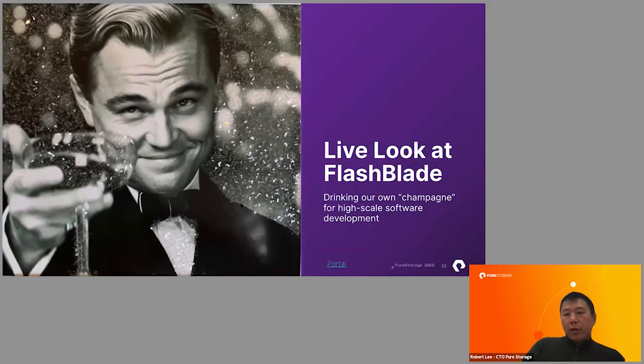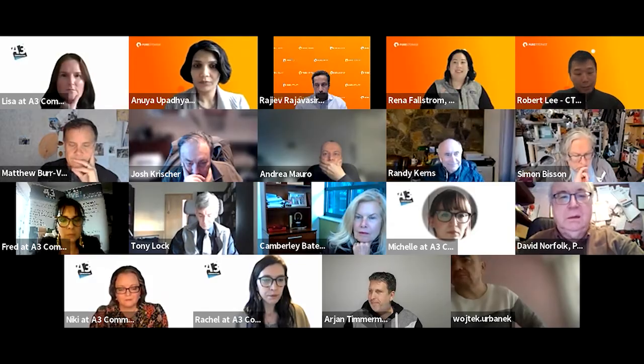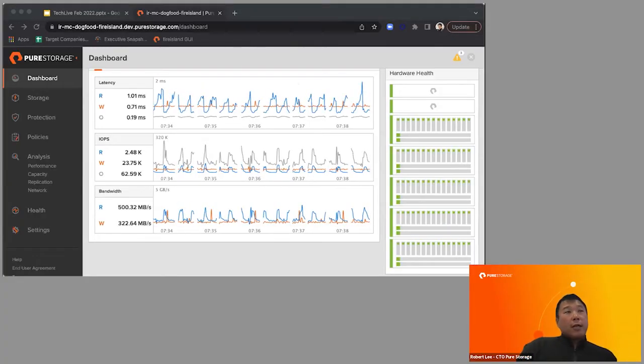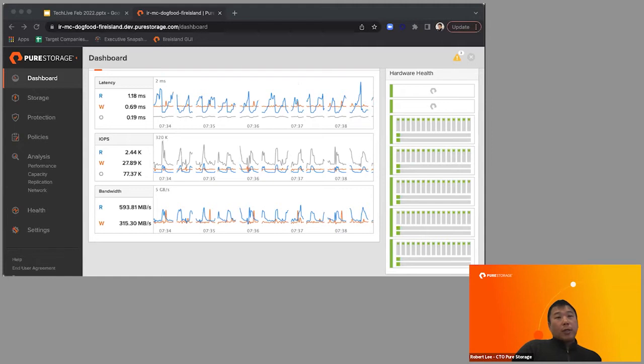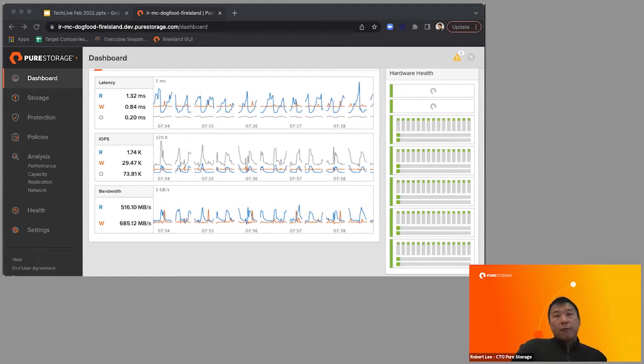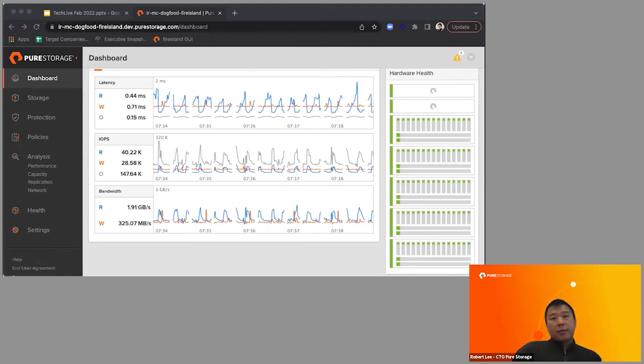Before we dive deeper, I thought it'd be interesting to step back and take a quick look at how this all comes together in a live system. I've been told that this group likes live demos, so we'll see if we can accommodate. What I've done here is log into the monitoring GUI for one of our live test systems internally.